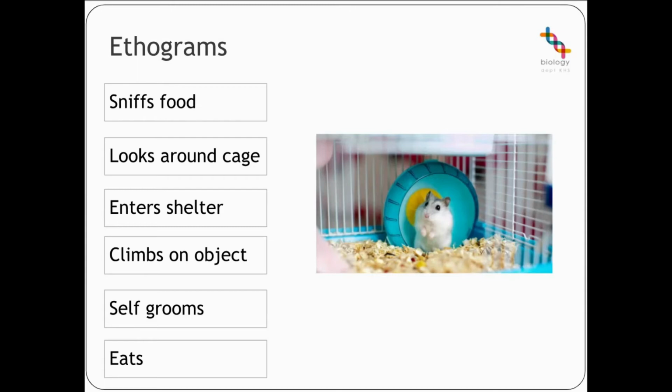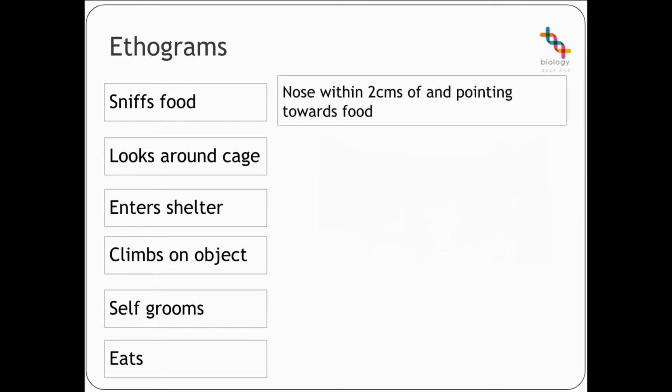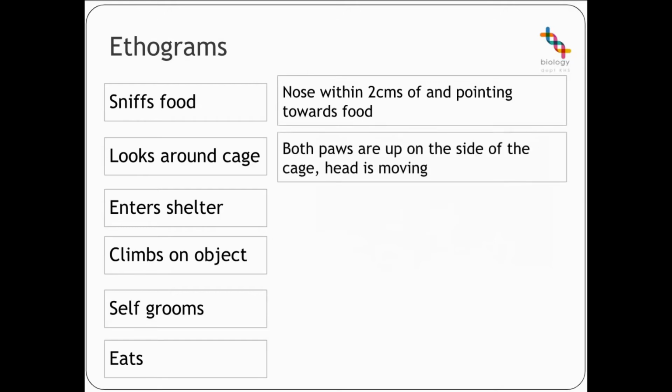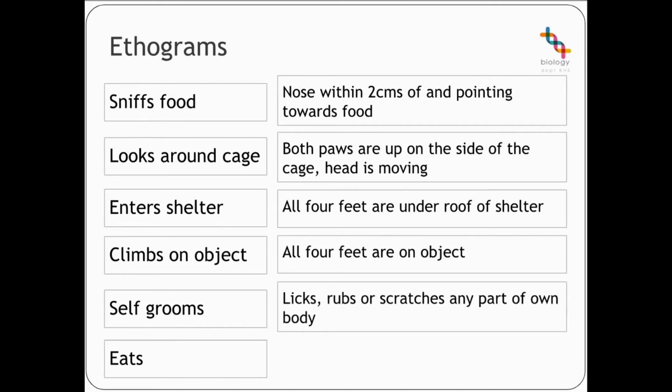So to improve this ethogram, we would change our list slightly. So rather than sniffs food, we now have the nose is within 2 centimetres of and pointing towards the food. Looking around the cage becomes both paws are up on the side of the cage and the head is moving. Enters the shelter, all 4 feet must be under the roof of the shelter. Climbs on an object, all 4 feet must be on the object. Self-grooms, licks, rubs or scratches any part of own body. Eats, chews on food in any way. So as you can see, that's made our behaviours a bit more specific and much easier to identify.